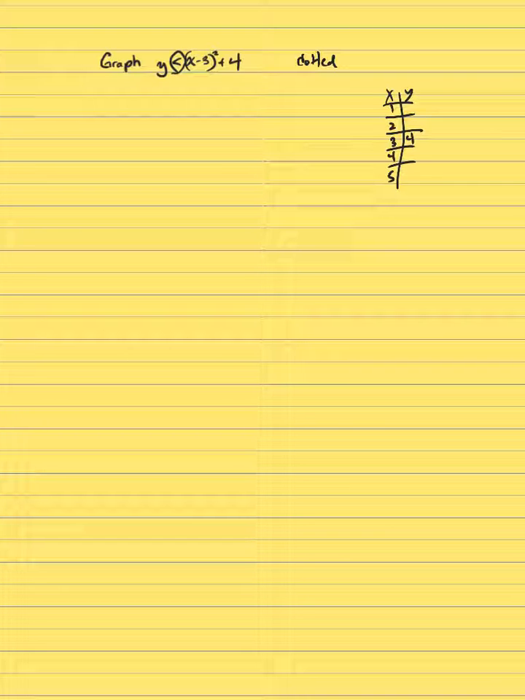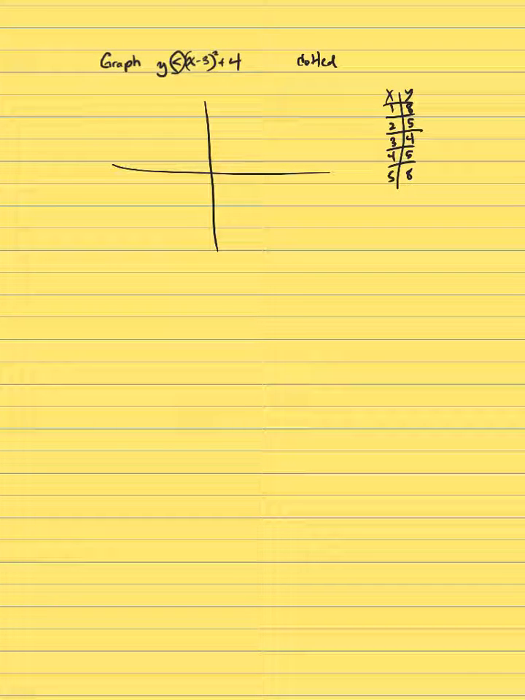So when I plug in 1, I get negative 2 squared, which is 4, plus 4, which is 8. When I plug in 2, I get negative 1 squared, which is 1, plus 4, which is 5. When I plug in 4, I get 1 squared plus 4. And when I plug in 5, I get 2 squared plus 4. So I'm going to take those points and plot them.